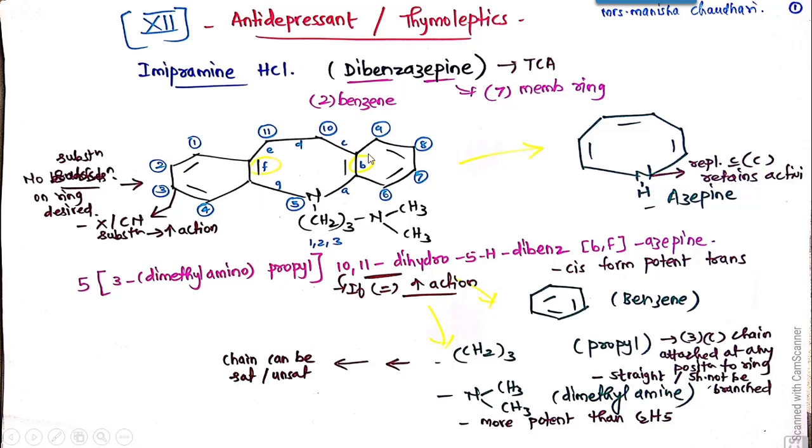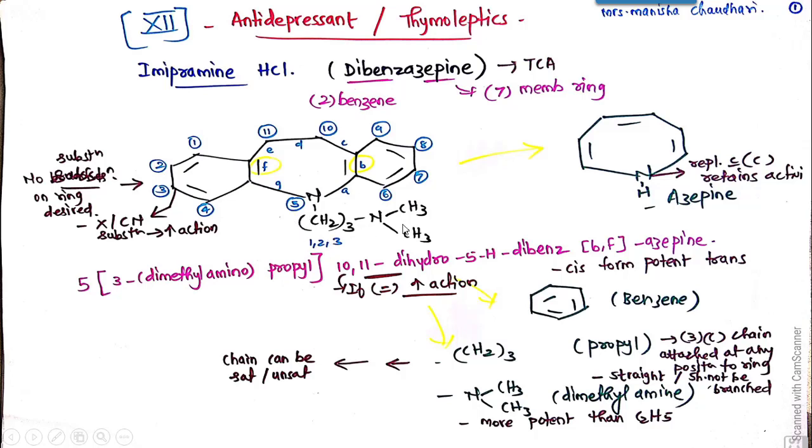As you can see, the side B and F bonds are shared with the two benzene rings. So it is BF azepine. That means the B side and F side of the 7-membered ring are shared with the benzene bonds. So this is dibenzazepine, and imipramine has propyl and amine. So this is propyl amine.